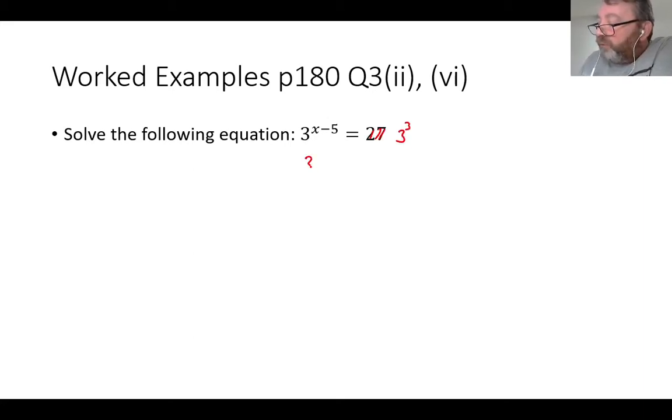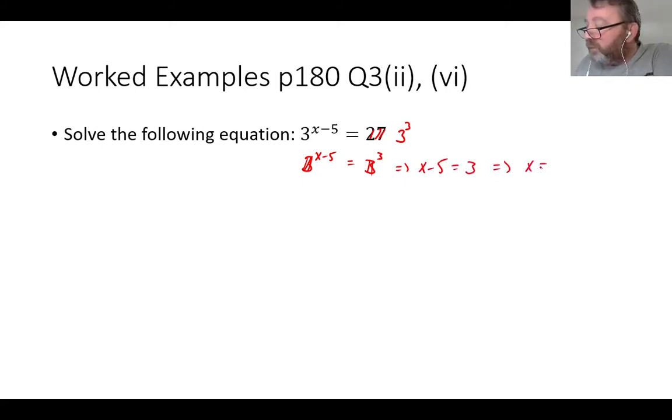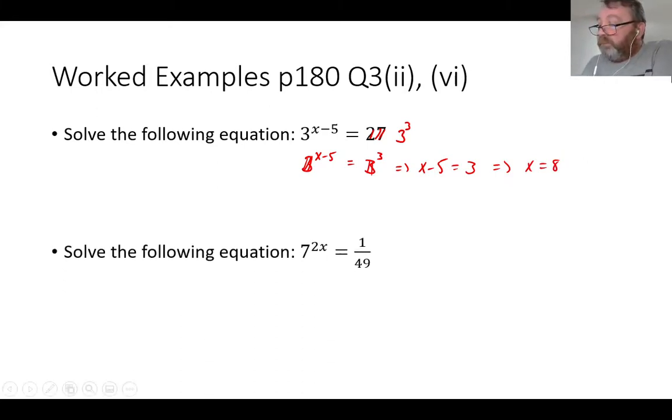So I end up getting 3 to the x minus 5 on the left-hand side, 3 to the power of 3 on the right-hand side, and as long as the bases are the same left and right, you can cancel them, and you can end up with an algebraic equation that says x minus 5 equals 3, therefore x must be 8. Okay, that's it. Next one.